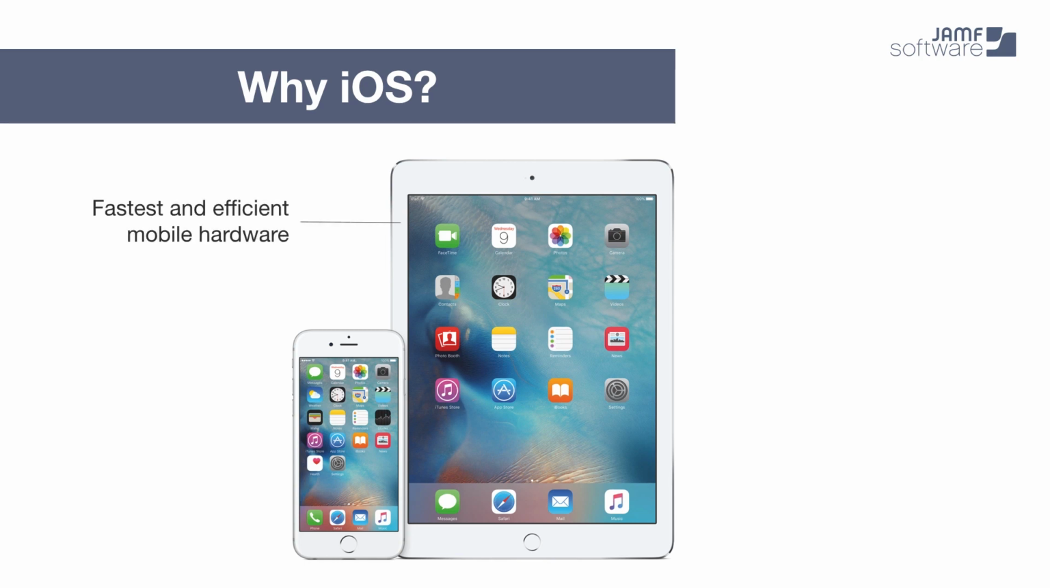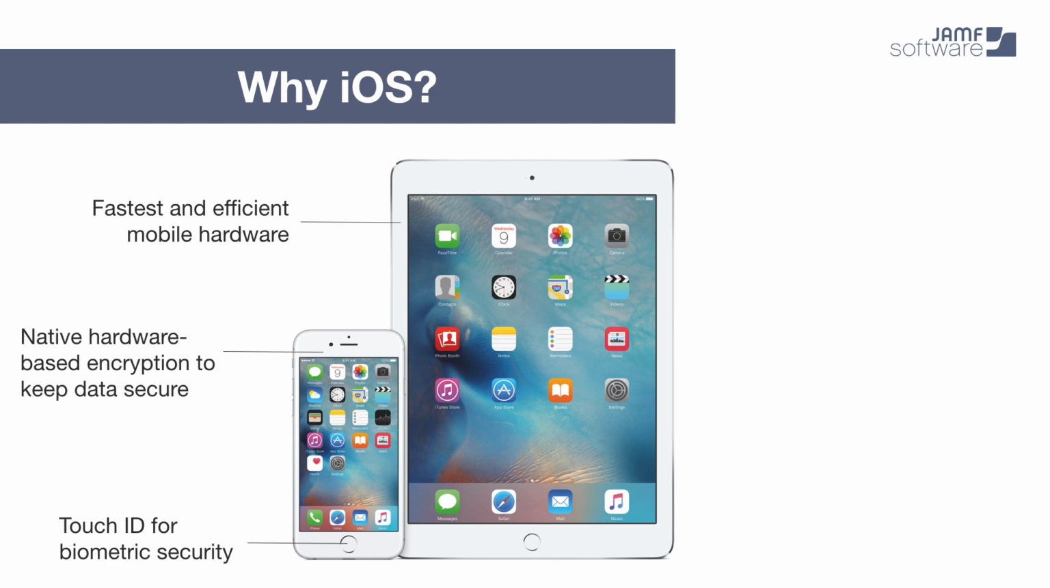iOS has the fastest and most efficient mobile hardware out there. Ever since Apple moved to the A series processors, they've just been incredibly fast, and it's really been a boon for Apple. iOS has native hardware-based encryption to keep your data safe on your devices. In addition to that, they've also added things like Touch ID for biometric security. The Touch ID sensors on these new devices are just incredibly fast and very accurate, and they don't actually store any fingerprint data up in iCloud.